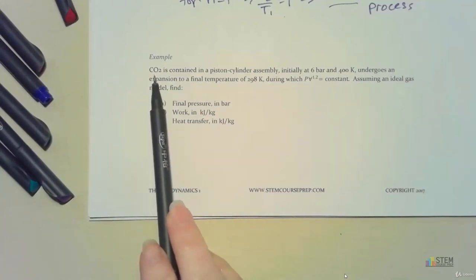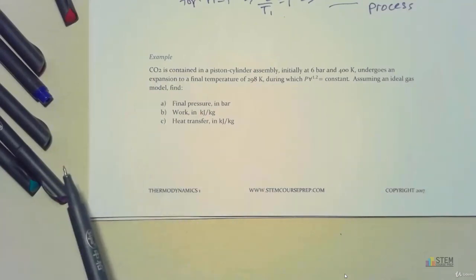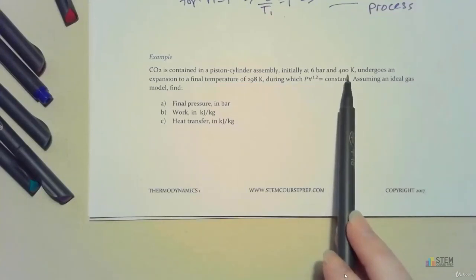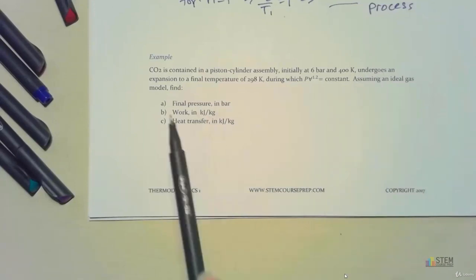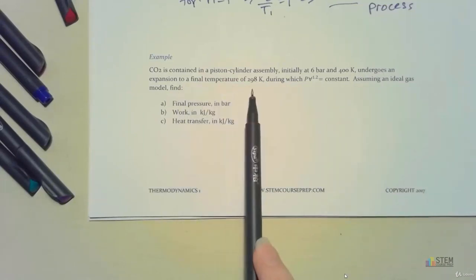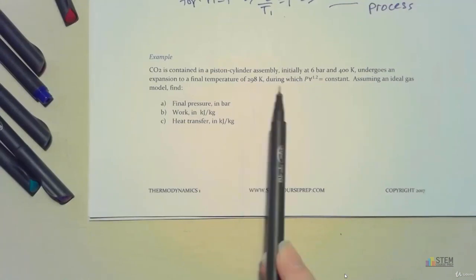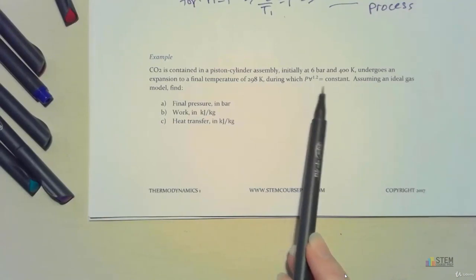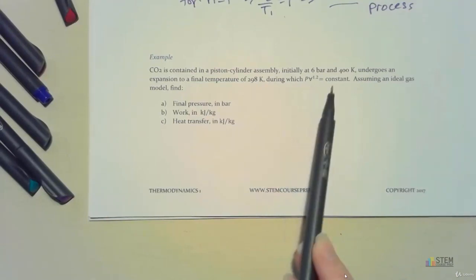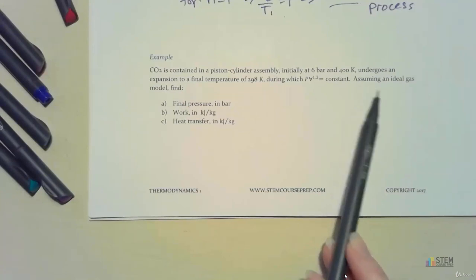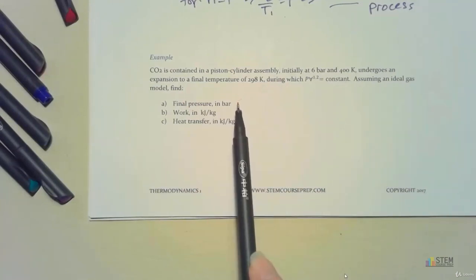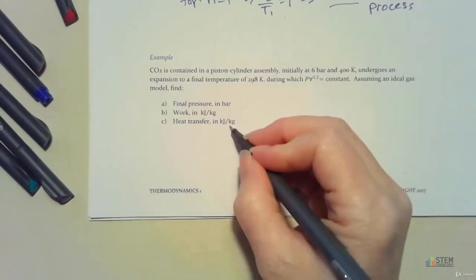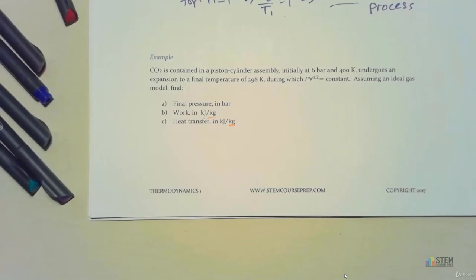We're going to have carbon dioxide that is contained in a piston cylinder assembly. It's initially at a pressure of 6 bar, a temperature of 400 Kelvin, and it undergoes an expansion to a final temperature of a mere 298 kelvins, during which we know pressure times volume to the power of 1.2 is equal to a constant. Polytropic relationship here. Assuming an ideal gas model, we are going to find final pressure, work, heat transfer. Notice the units here. We got kilograms in the denominator.